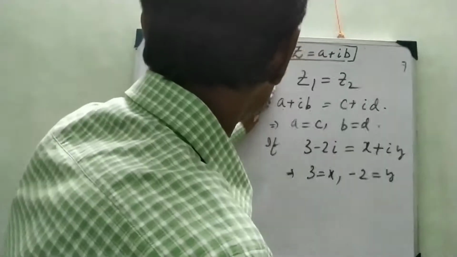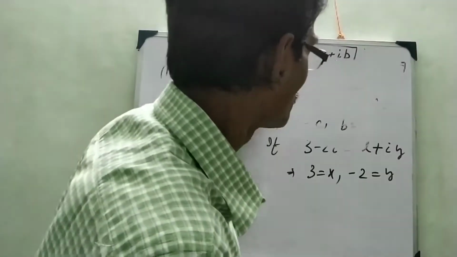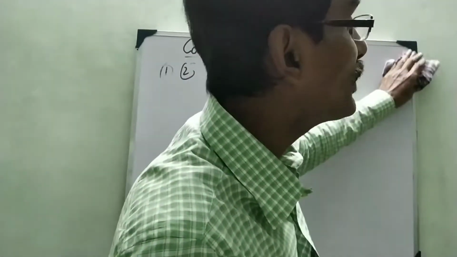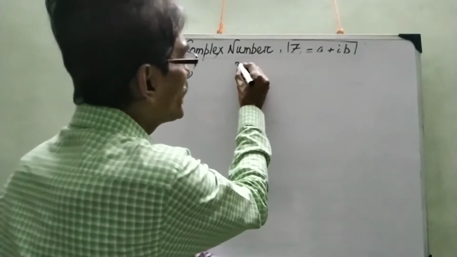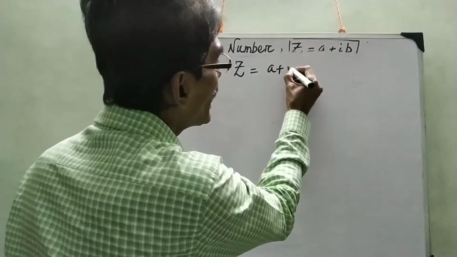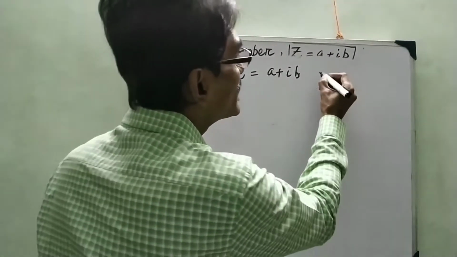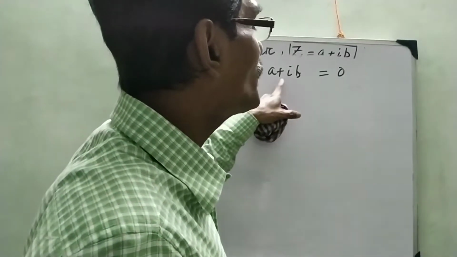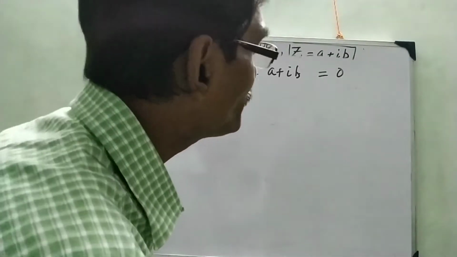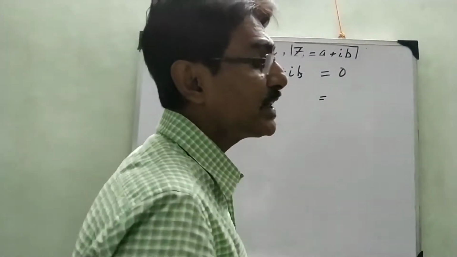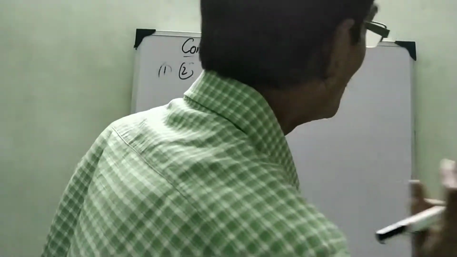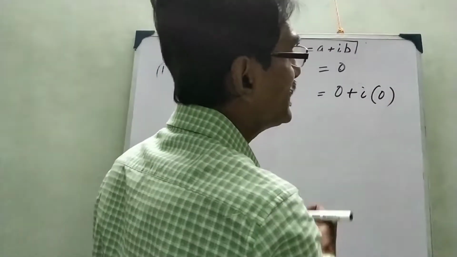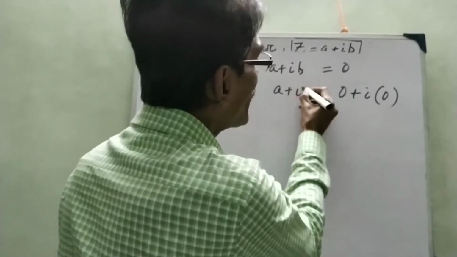Our second property: when a complex number is 0, very interesting. Say a complex number z equals a plus ib, and its value is given as 0. When the complex number in standard form a plus ib equals 0, what will happen? We can show the simplification by two methods. The first method: the right hand side 0, we can also write in the form of 0 plus i0. Now the left side is the same, a plus ib.